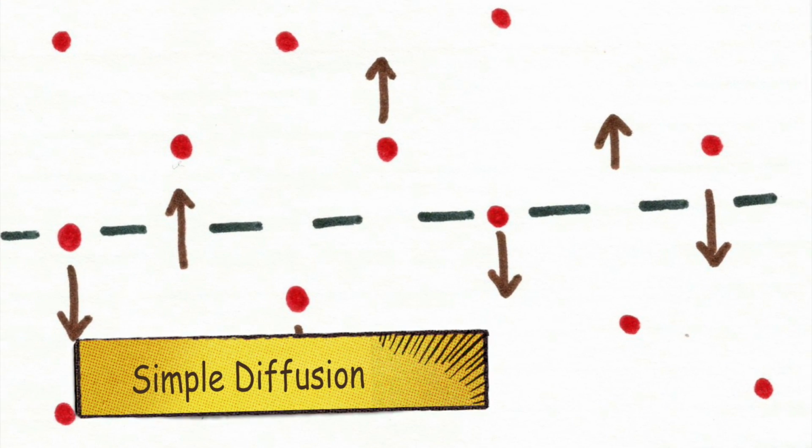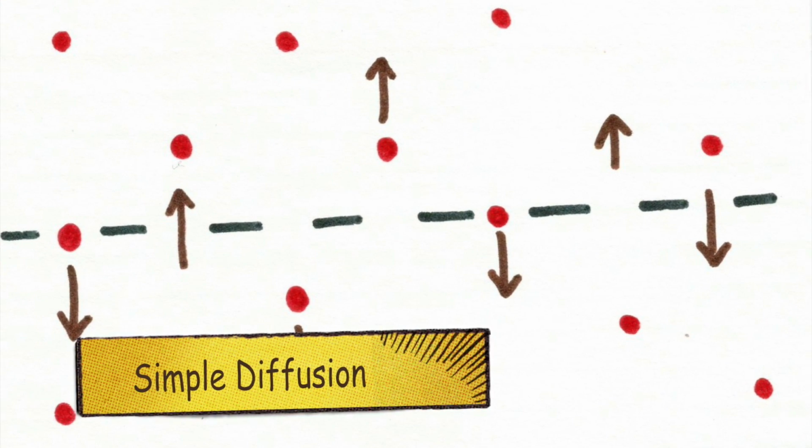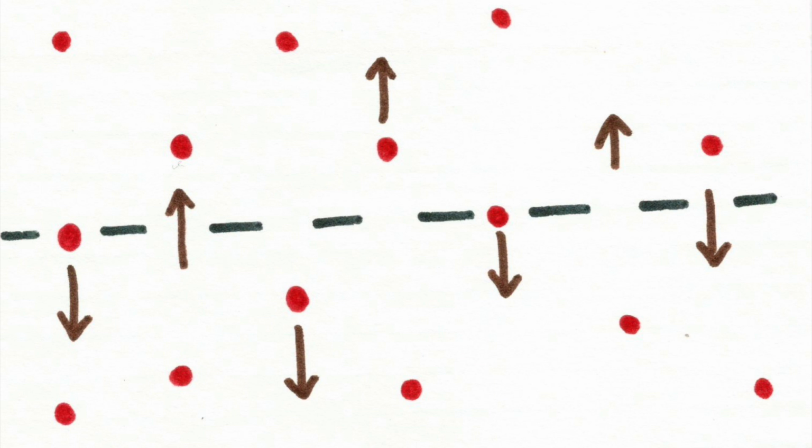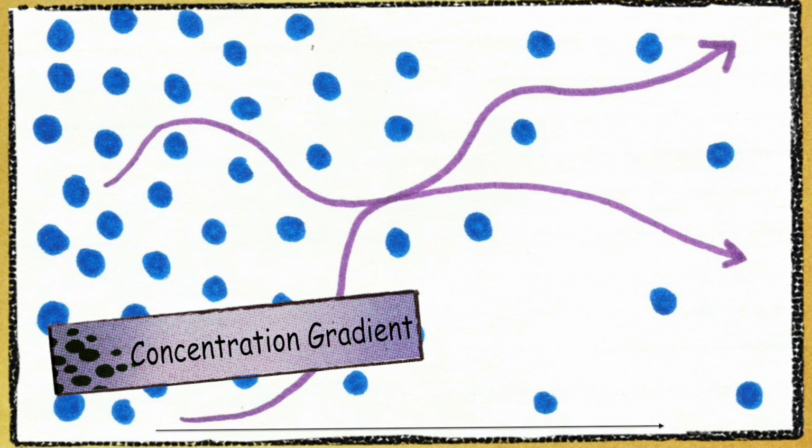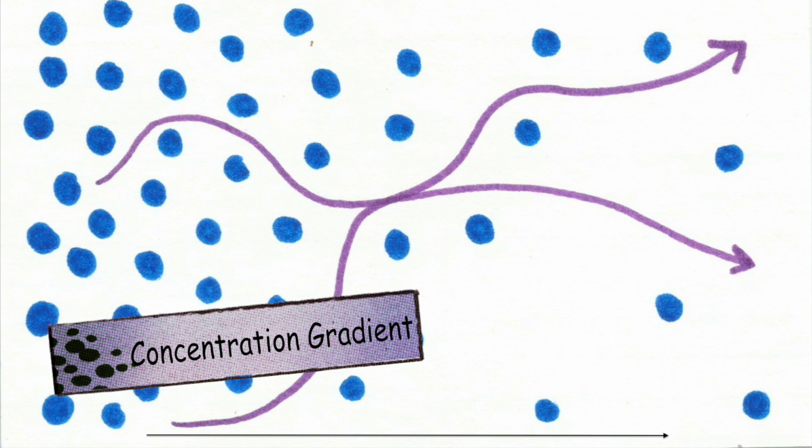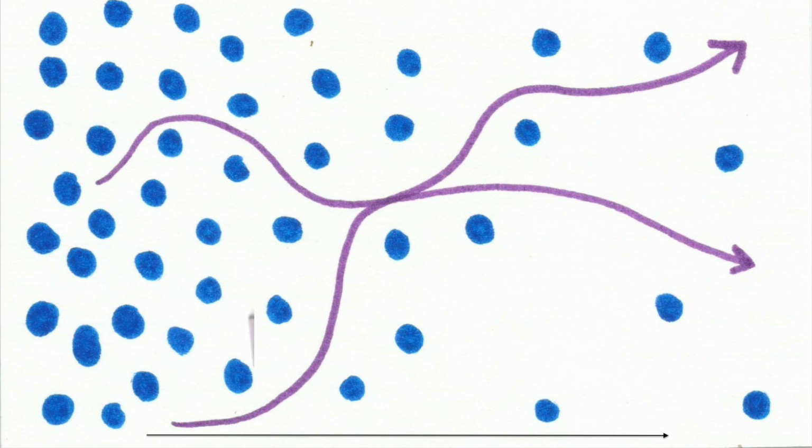Substances can enter and leave the cell by passive and active transport. Passive transport requires no energy. Diffusion is a type of passive transport, where matter moves into or out of the cell along a concentration gradient. Molecules diffuse toward areas of lower concentration so that they can ultimately become evenly distributed.